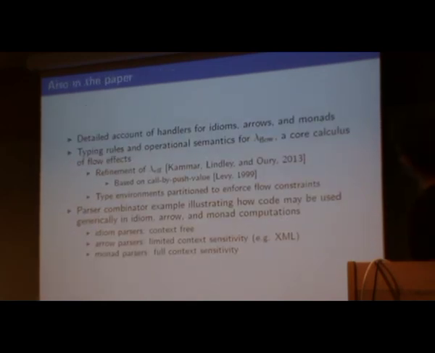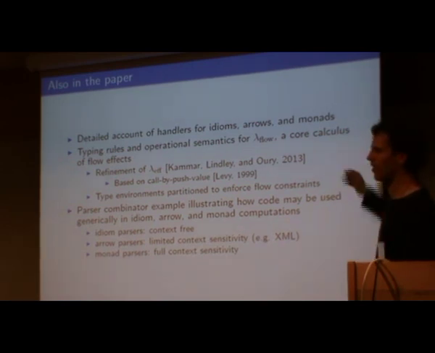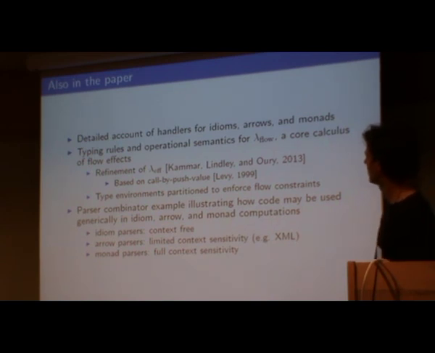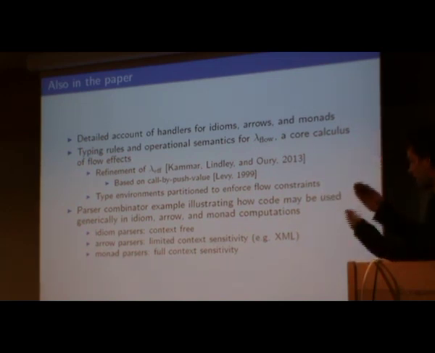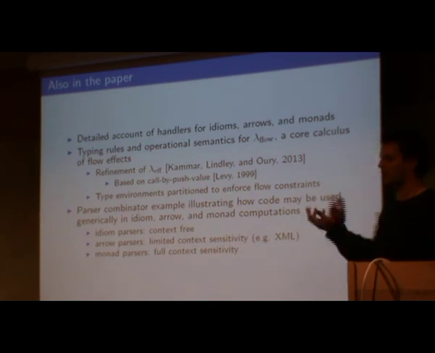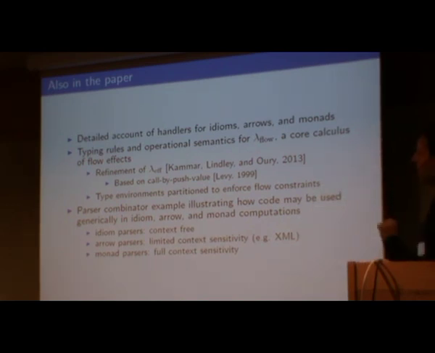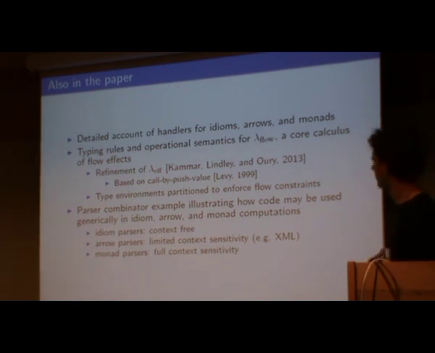So there's a load of other stuff in the paper, all the details of the formalization of this. The key thing you need in order to be able to enforce the flow constraints is that the environment is partitioned into the things that you can definitely access and things that you're not necessarily allowed to depend on. So it's a bit like a substructural type system.